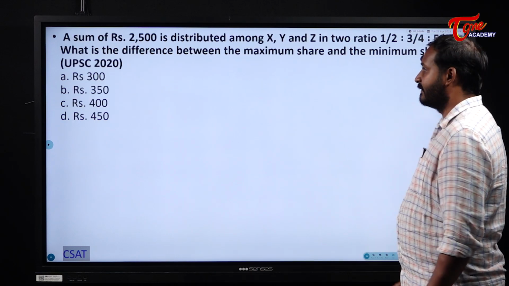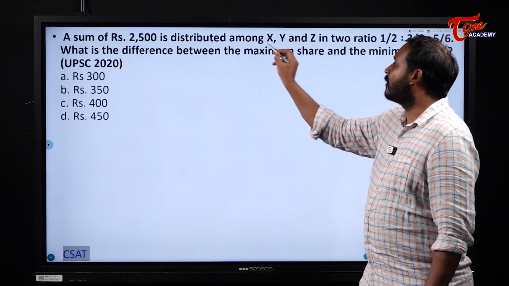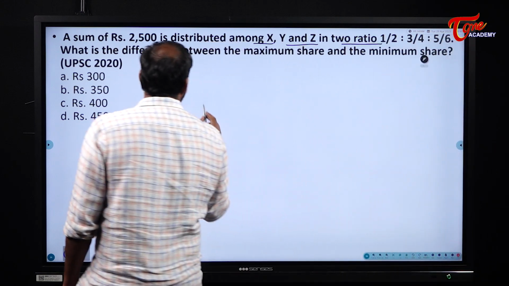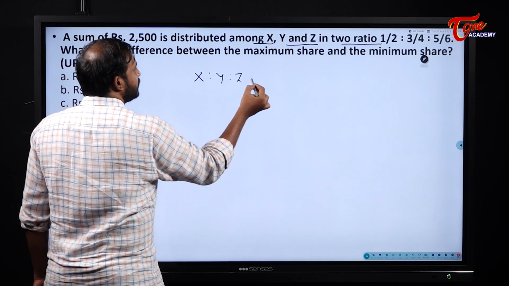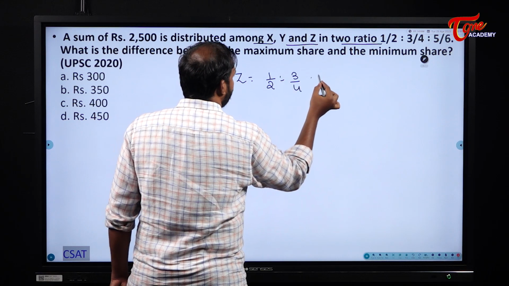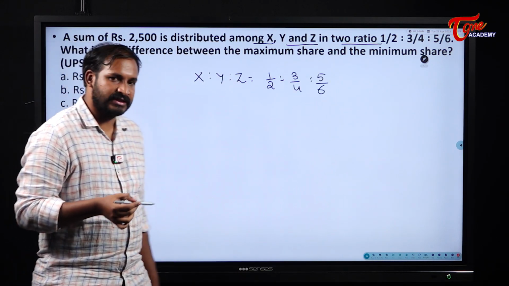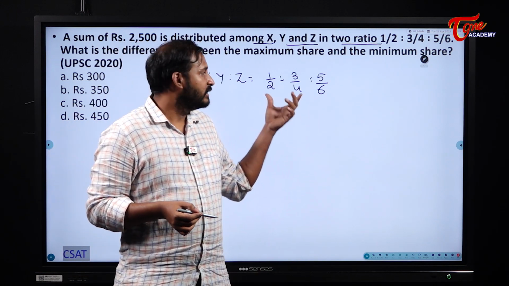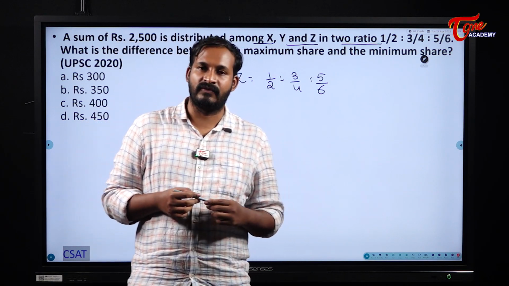Okay. Next one. A sum of rupees 2,500 is distributed among X, Y and Z in the ratio X is to Y is to Z is equal to 1/2 is to 3/4 is to 5/6. What is the difference between the maximum share and the minimum share? That is the question they asked. See here, students. Whenever the ratios are in the form of p by q, our first duty is to write it in the normal way.